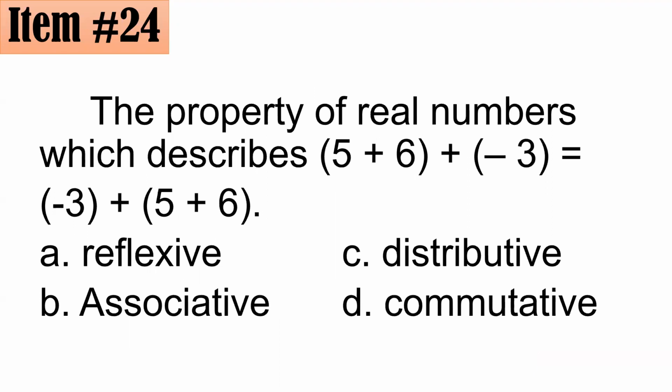The property of real numbers which describes this. The sum of 5 and 6 added by negative 3 is equal to negative 3 added by the sum of 5 and 6. Is it reflexive, associative, distributive, or commutative? Wow! Marami po yung sumagot ng D. Let's see. Tama nga ba ang D or DO?